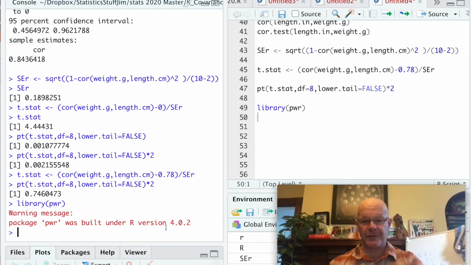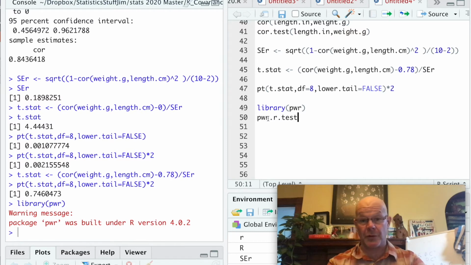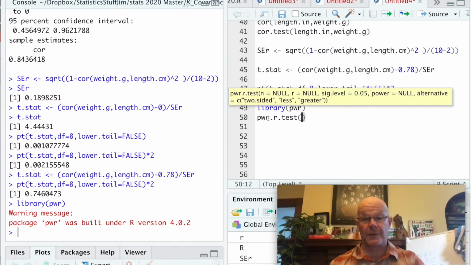Again, warning message means nothing. It is dead to me. And so the function that we'll use is pwr.r.test. And that's just telling me that we're doing a power analysis on a correlation. So what's the arguments here?